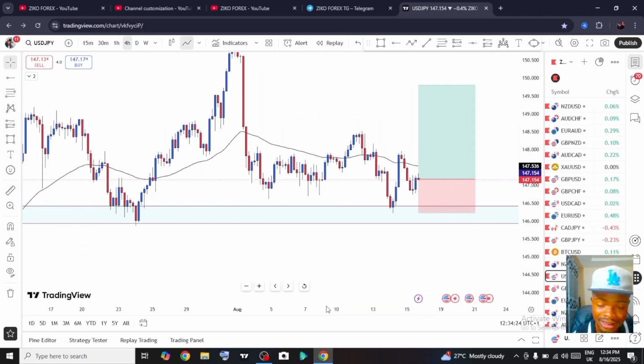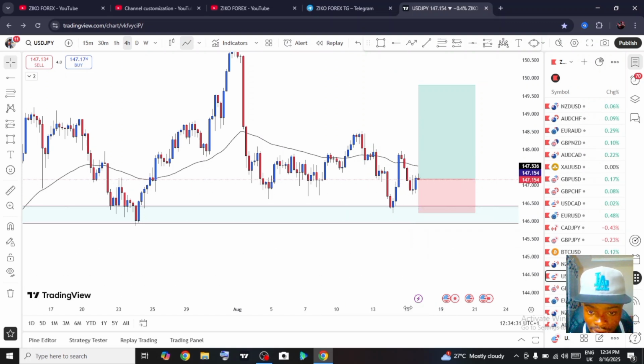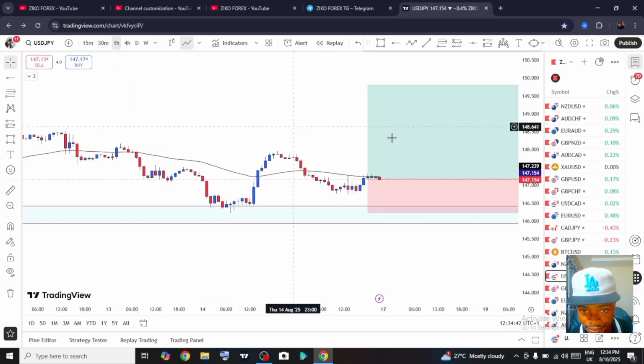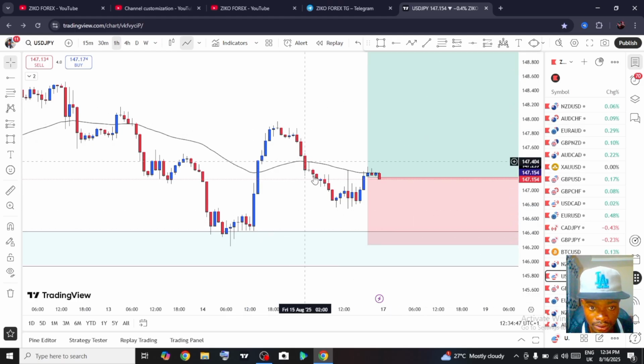So I don't know whether to enter here or not, but it depends on how the market opens. Remember, you cannot really take a trade on Sunday night, because it might just open with full momentum and take out your SL, right? But if price starts to stall around this area, let's look at how the 1 hour looks first, right? 1 hour is actually bullish.